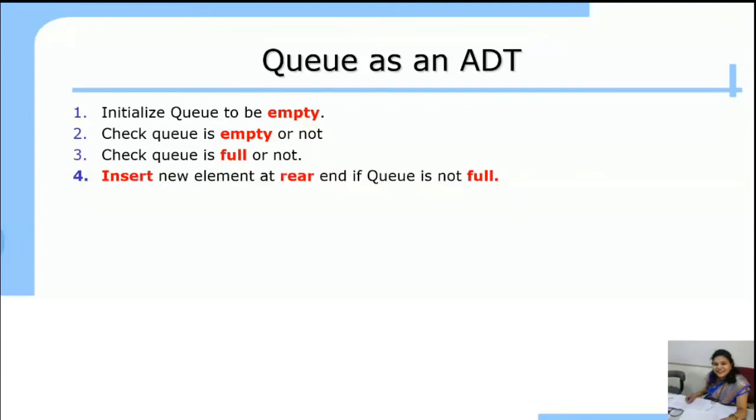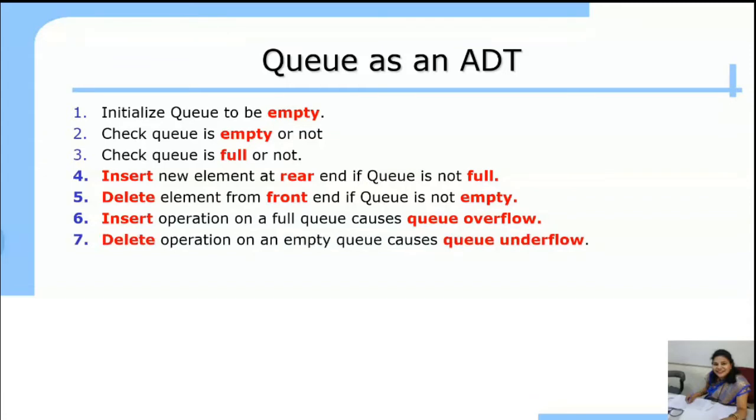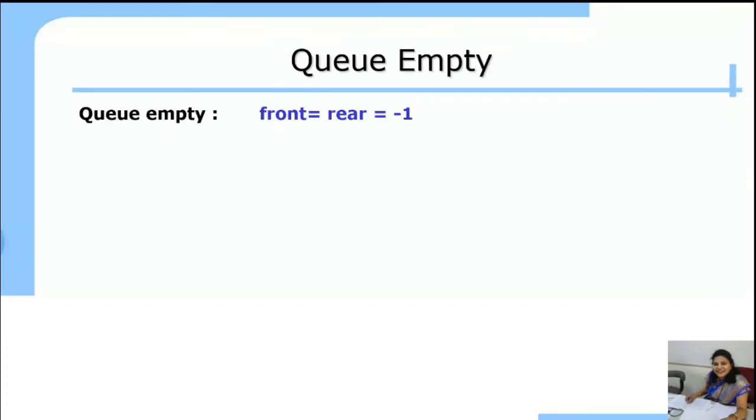Insert a new element at the rear end of the queue if it is not full. Then delete the element from the front end if the queue is not empty. The insert operation on a full queue causes queue overflow, whereas the delete operation on an empty queue causes queue underflow. Now we are going to implement this ADT one by one.